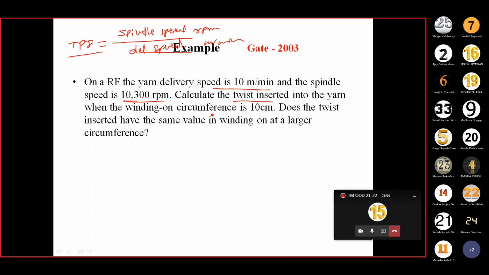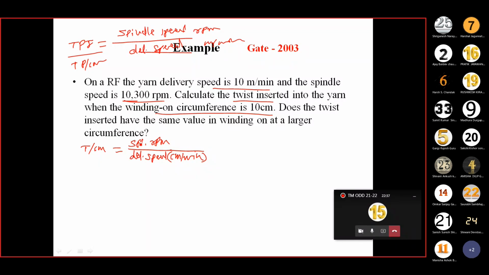So as here the package circumference, that is winding on circumference, is in centimeter, we will calculate the twist per centimeter. So our formula will get modified accordingly. Twist per centimeter is equal to spindle RPM divided by delivery speed in centimeter per minute. Here we have to calculate the twist per centimeter, that is twist inserted into the yarn.